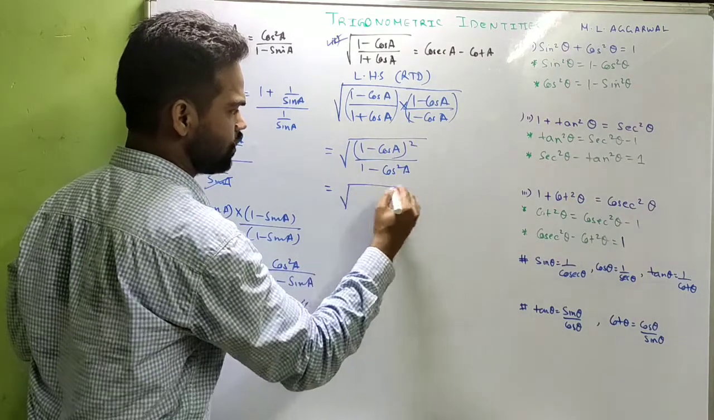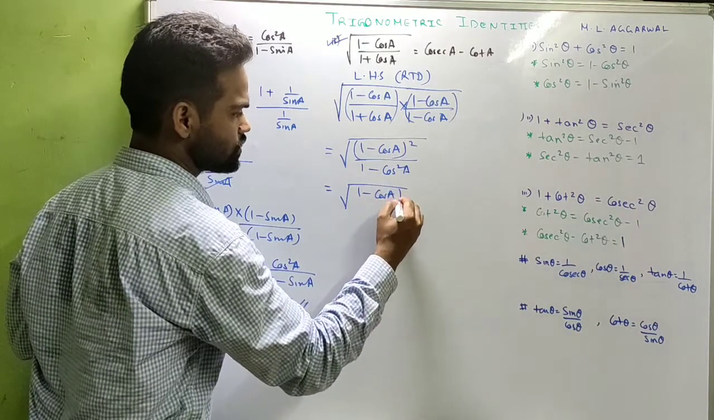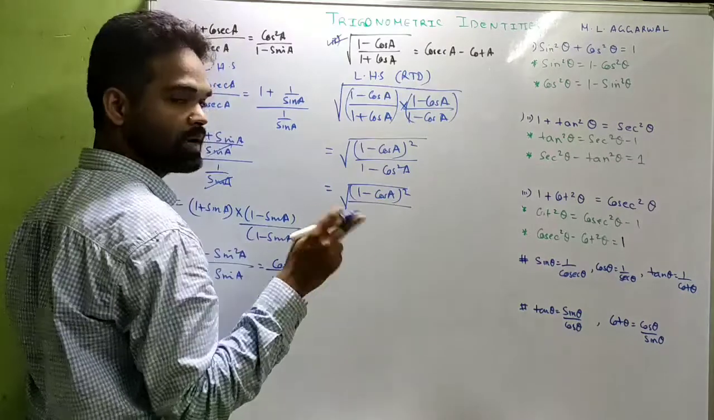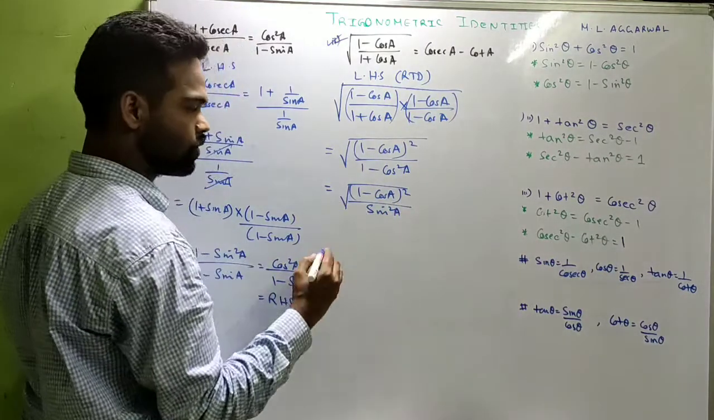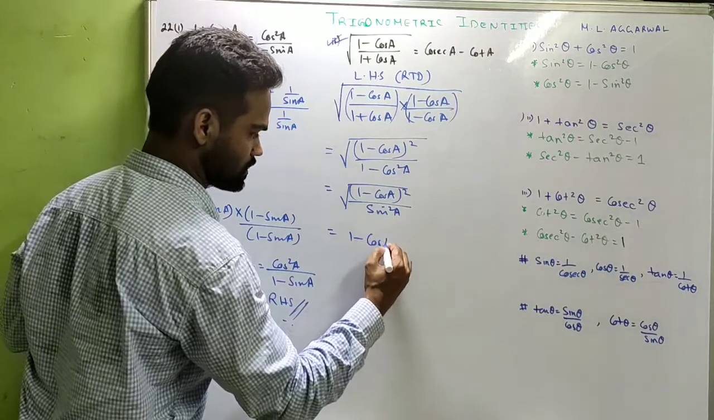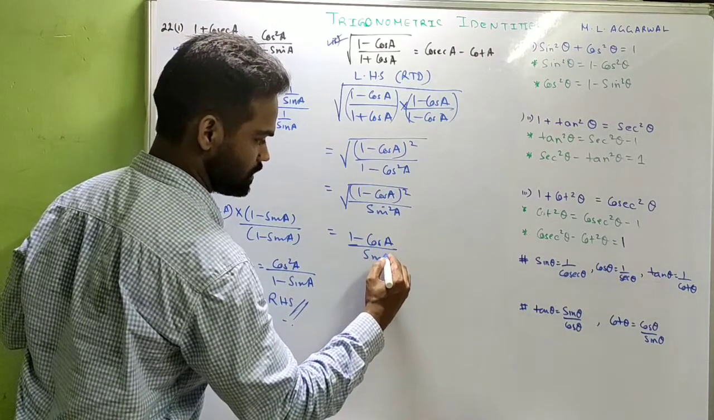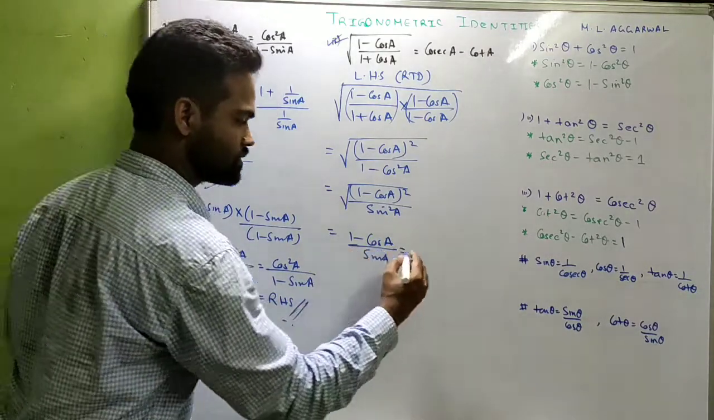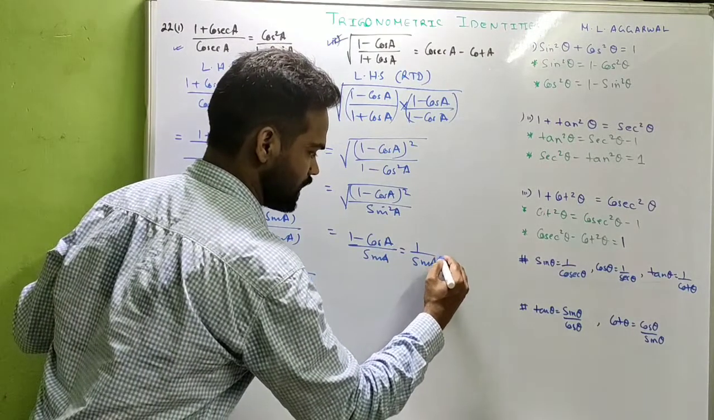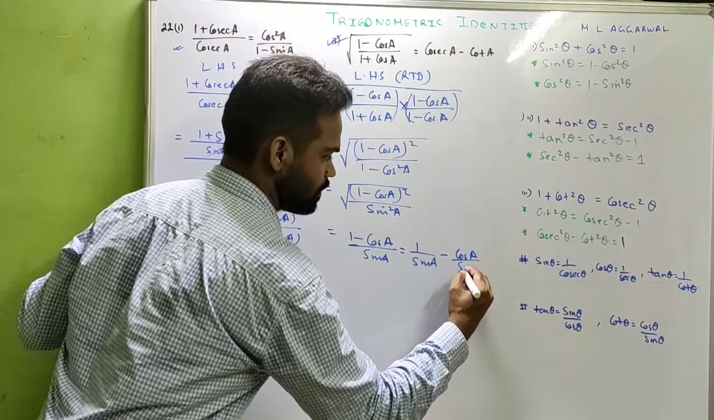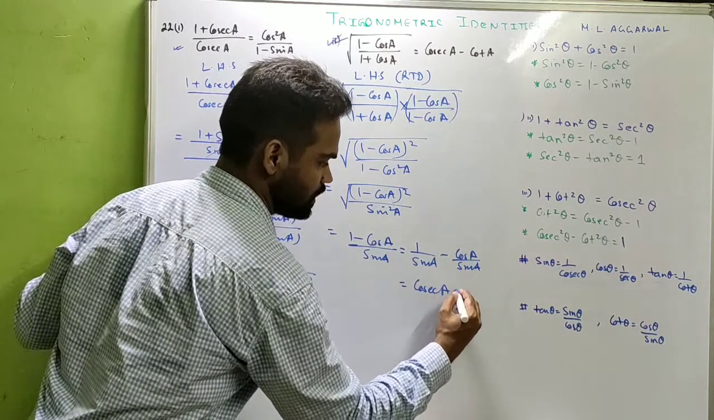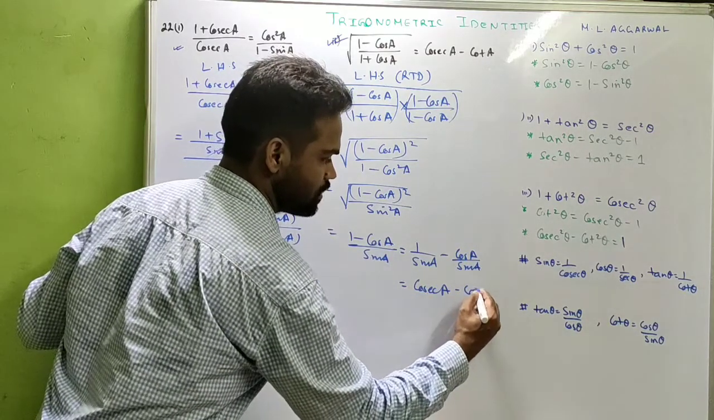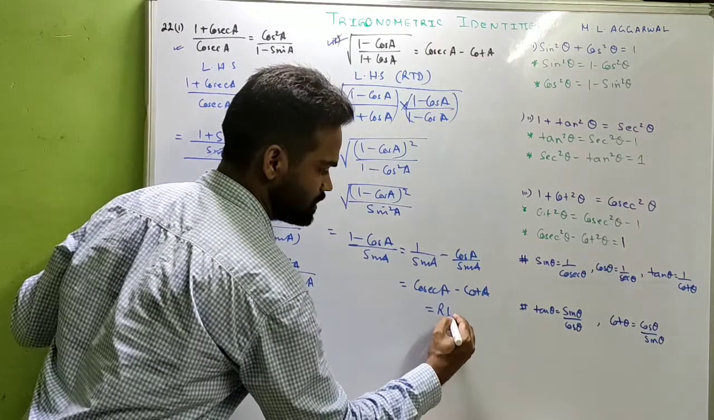So that's root of (1 minus cos A) whole square, and 1 minus cos square A is sin square A. Now the square and the root goes away, so this becomes (1 minus cos A) by sin A. Now we split it, so that's 1 by sin A minus cos A by sin A. 1 by sin A is nothing but cosec A, and cos A by sin A is cot A. And this is our RHS.